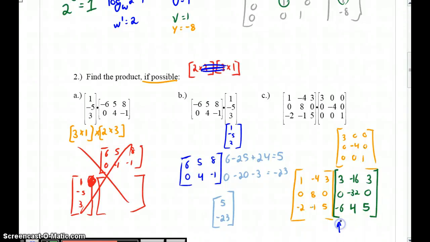For example, this entire row just gets multiplied by 3, because that's what happens with this 3. This entire row is just multiplied by negative 4, because that's what happens with this negative 4. And this entire row is just multiplied by 1, which is what happens with the 1.